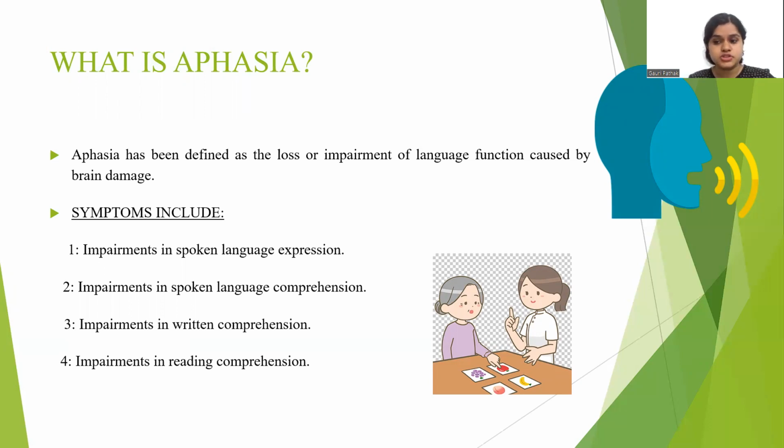There are two major types of aphasia. First is fluent aphasia, where there is verbal output present, although it can be incoherent. However, their understanding is very much affected. Second is non-fluent aphasia, where there is no or minimal verbal output. However, their understanding is very much intact.